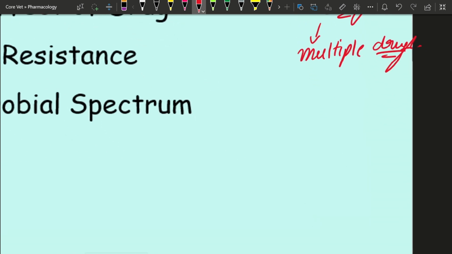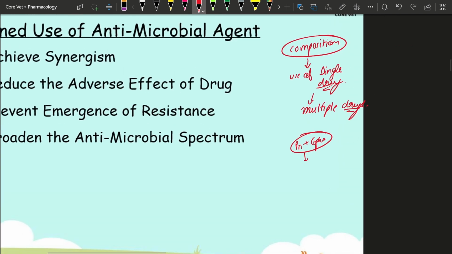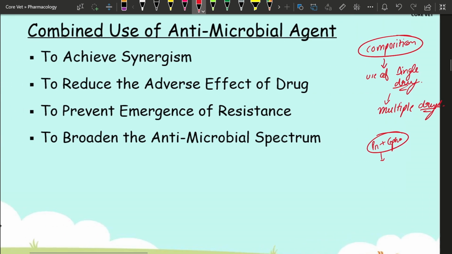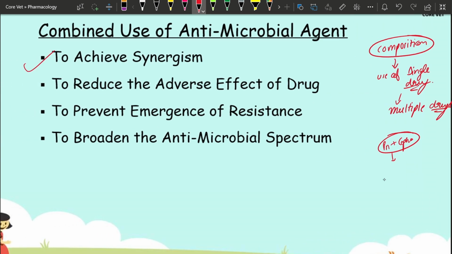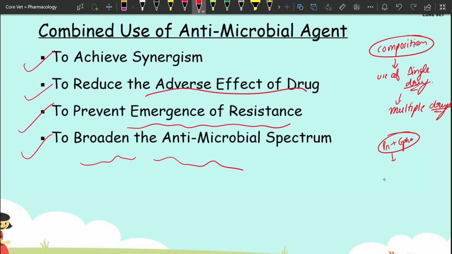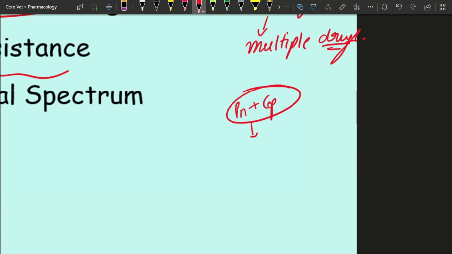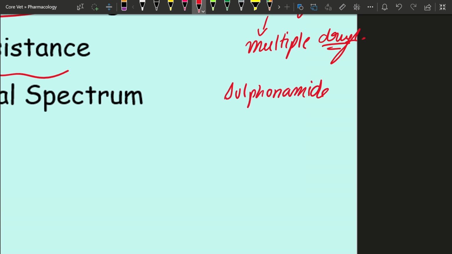For example, you can add penicillin and cephalosporin. Why are you going to add two classes of drug? The reason is to achieve synergism, to reduce the adverse effect of a certain drug, to prevent the emergence of resistance, and to broaden the antimicrobial spectrum. Let me take an example. We know that there is sulfonamide, and there is trimethoprim.